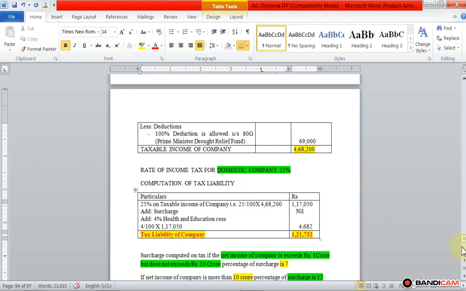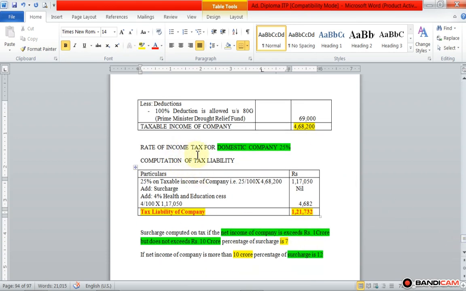Okay, but just remember the two things, that is the rate of income tax for a domestic company, 25%, and surcharge. Surcharge means we pay a tax on a tax. Okay, it's called surcharge. But here surcharge is not applicable to ABC company because the taxable income or net income of ABC Company Limited is not more than 1 crore. It is below 1 crore. So surcharge is not applicable to the ABC Company Limited.